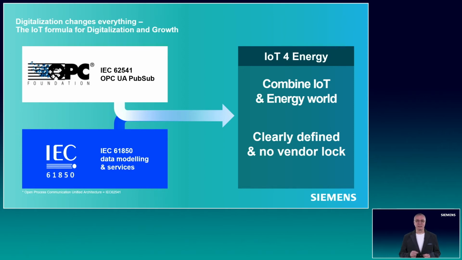In our domain, the international standard IEC 61850 is well accepted and clearly defines the data modeling and services in use. So the ideal formula for IoT for energy guarantees connectivity in the IoT world and interoperability in the energy world, with a clearly defined data structure and thereby assures no vendor lock-in.